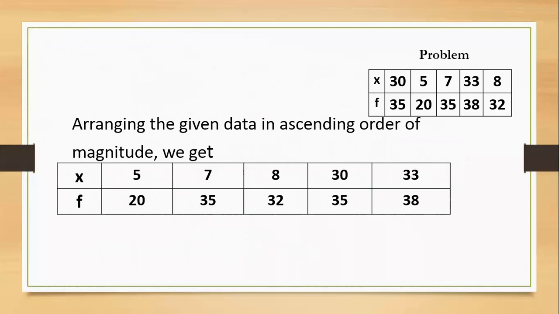First the minimum x is 5, and the corresponding frequency is 20. The next minimum value is 7, and the corresponding frequency is 35. The next x value is 8, and the corresponding frequency is 32. The next minimum value is 30, and the corresponding frequency is 35. The next value is 33, and 38. So x must be arranged in ascending order. First we arrange in order, then we solve.